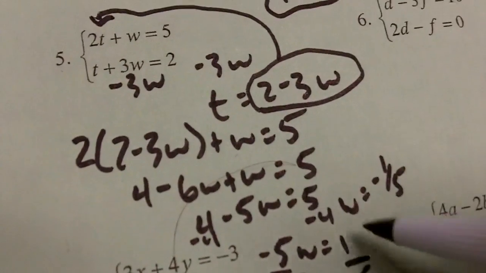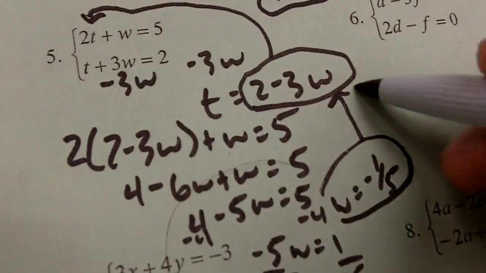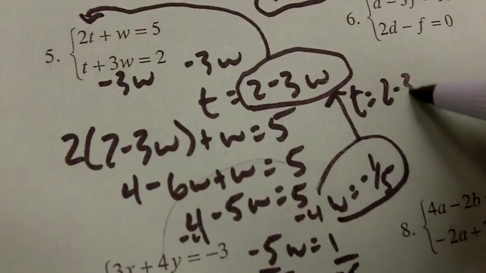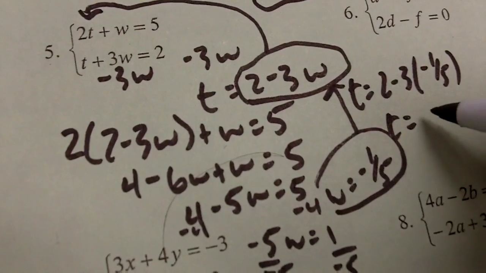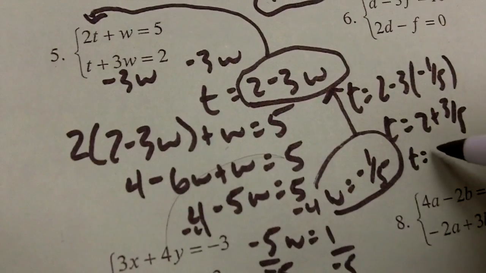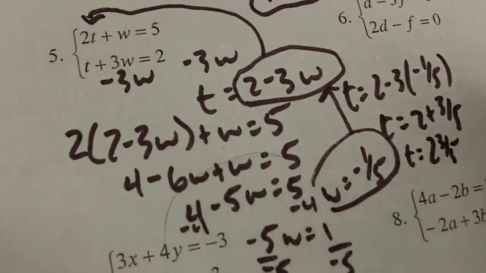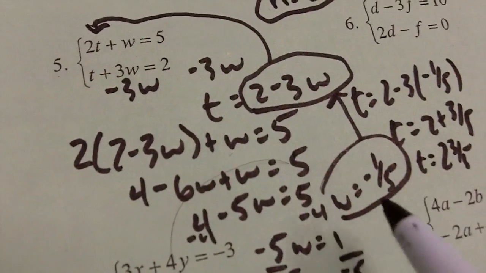I can go plug this back in now. I know what w is. So I can go plug that in right here. And I get t equals 2 minus 3 times negative 1/5. I get t equals 2 plus 3/5, which is t equals 2 3/5. So do I know what w and t are? Yeah, 2 3/5 and negative 1/5.